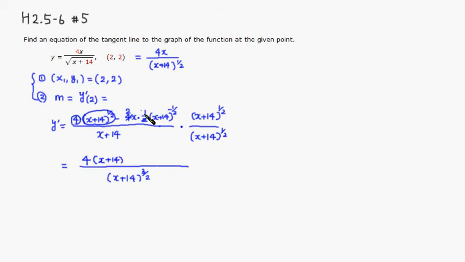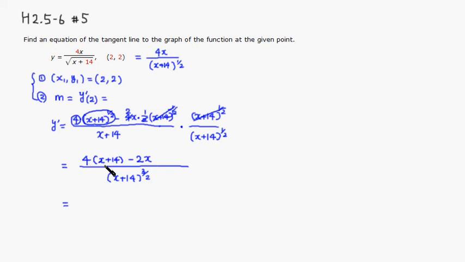Then what's left is negative 2x. The rest is actually canceled out. You can see that this is just the reciprocal of x plus 14 to the 1/2 power, so this canceled with that. So that's that. Then we just have to clean up a bit.